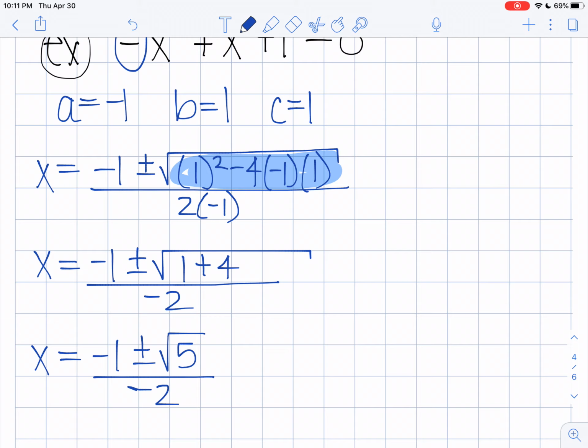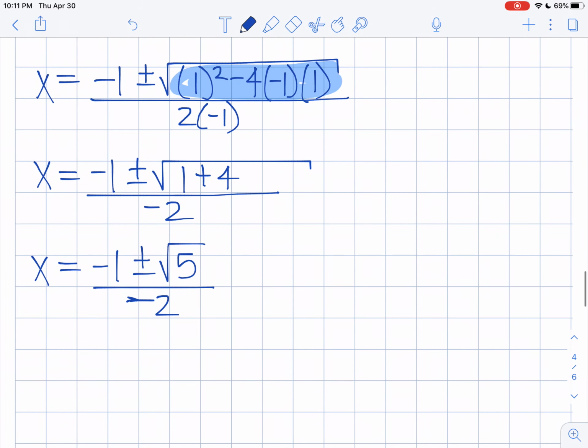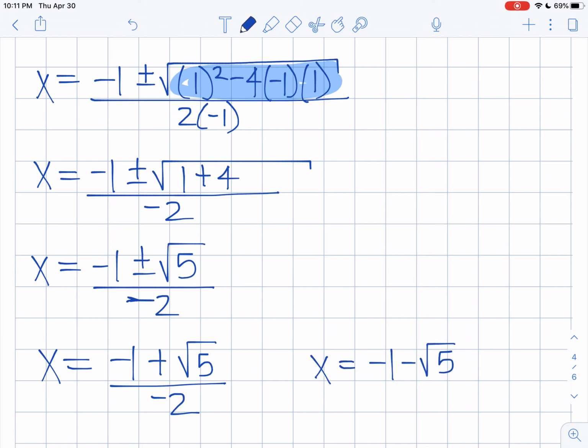And then I write out my answer. I can't simplify my square root of 5 any. So I'm going to simplify it out and write out my two choices. So I have x is equal to -1 plus the square root of 5, divided by -2. And x is equal to -1 minus the square root of 5, divided by -2. We can leave our answer just like this.